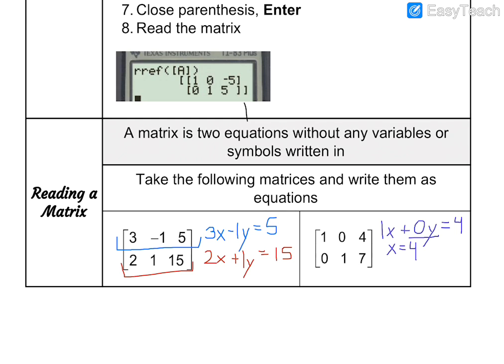This is what our solutions are going to start looking like, guys. We're going to have x equals a number, and then our bottom part is going to be our y equals a number. So on the bottom, we have 0x plus 1y that equals 7. So again, that 0 times x will go away, and we get y equals 7.